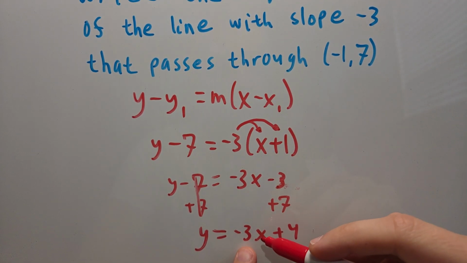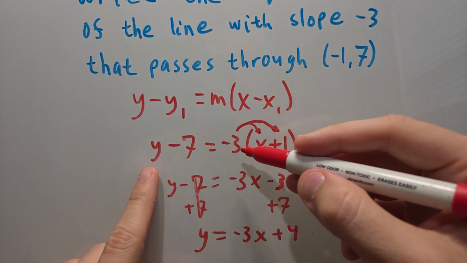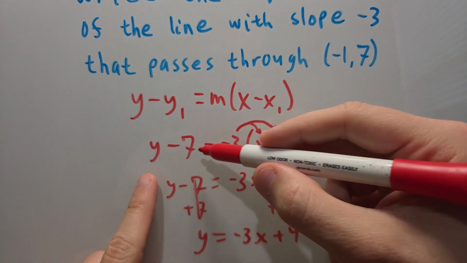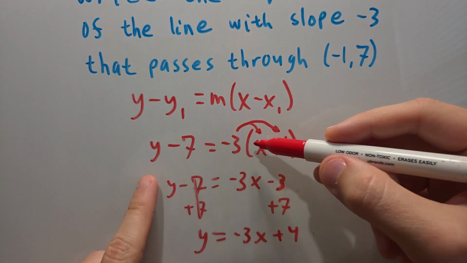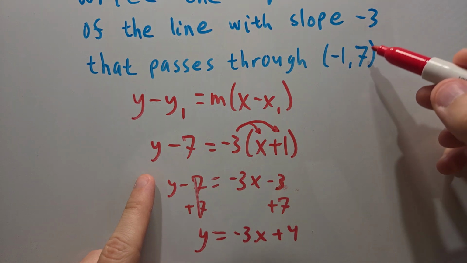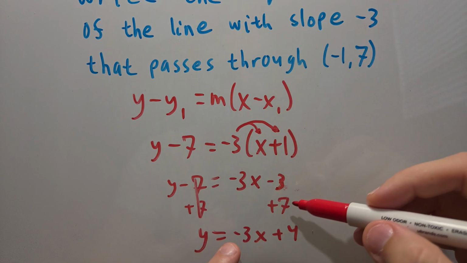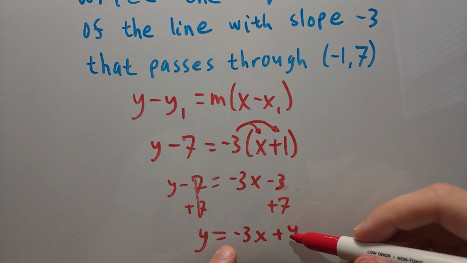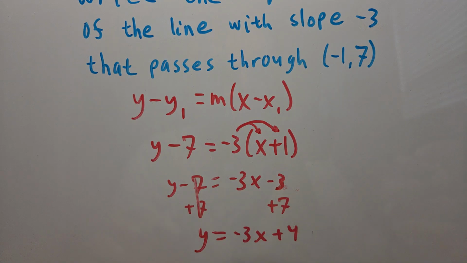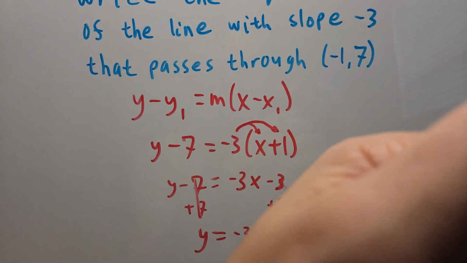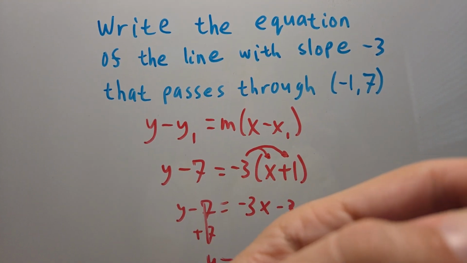This is slope-intercept form, and this right here was point-slope form. Technically, we could have stopped here because it said to write the equation of the line passing through that slope and passing through that point, but majority of the time, writing something in slope-intercept form is a nicer way to end this type of problem.